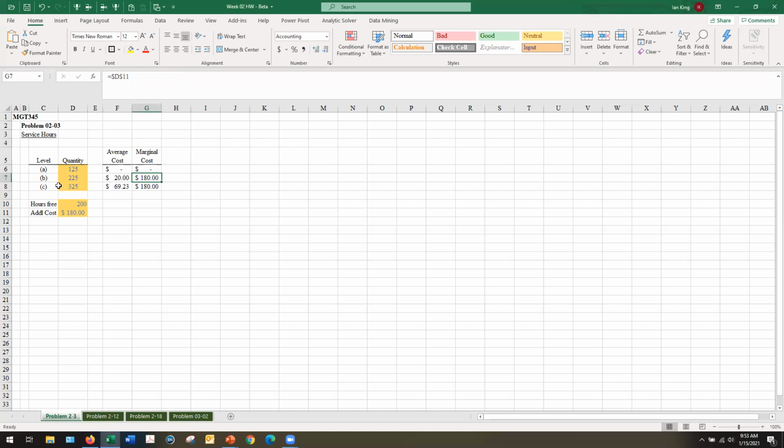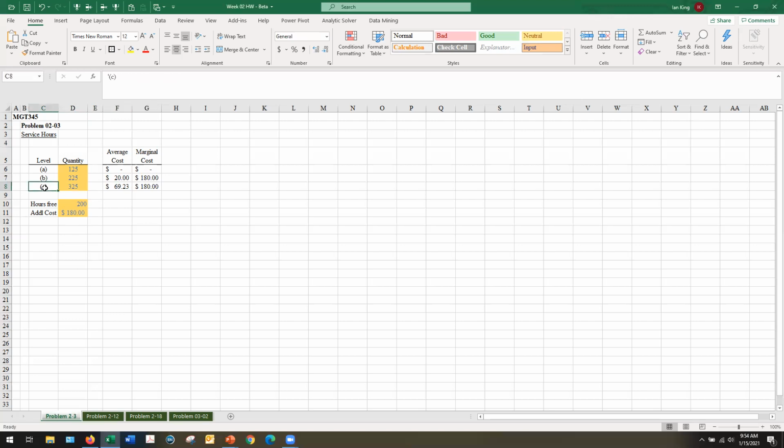Similarly, at 325, we have really the same problem as part B. We know we had 200 hours free, so we're going to be charged for 125 because 325 minus the 200 free hours is 125 hours that we're going to be charged for at $180 an hour. Same math as before. So basically taking that 125 times 180 divided by the total number of hours.